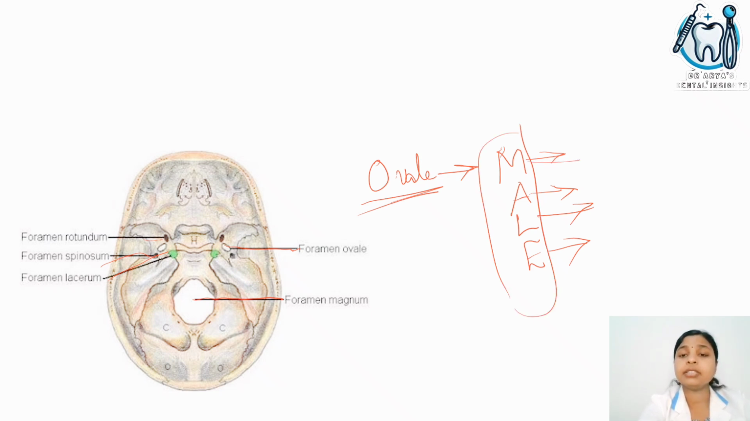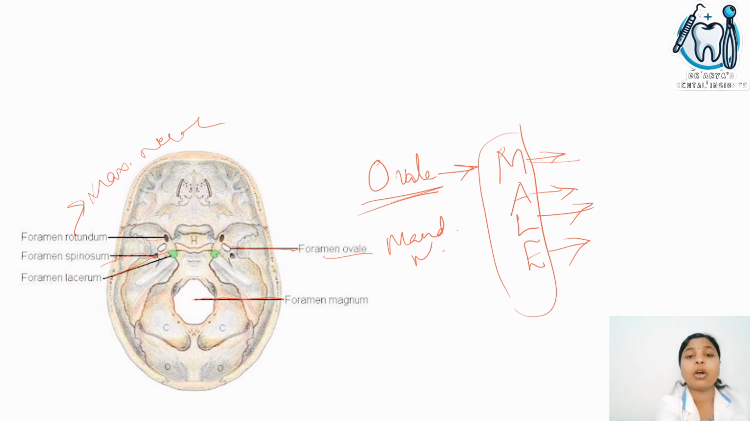The mnemonic is MALE: M for mandibular nerve, A for accessory meningeal artery, L for lesser petrosal nerve, and E for emissary vein connecting the cavernous sinus with the pterygoid plexus of veins. The foramen rotundum transmits the maxillary nerve. Foramen ovale is mainly the mandibular nerve.